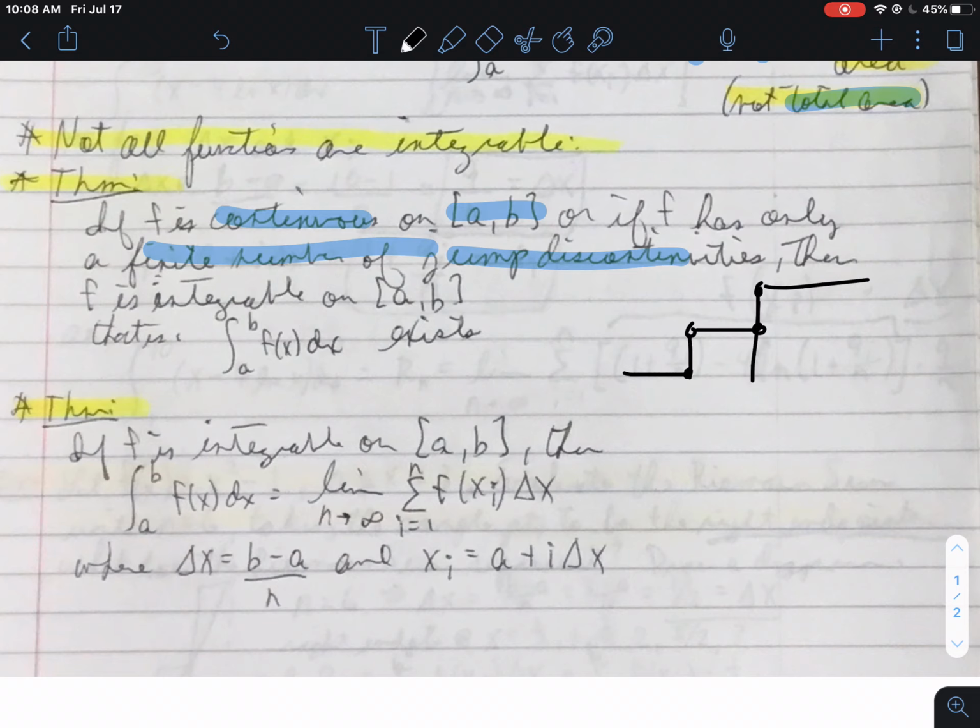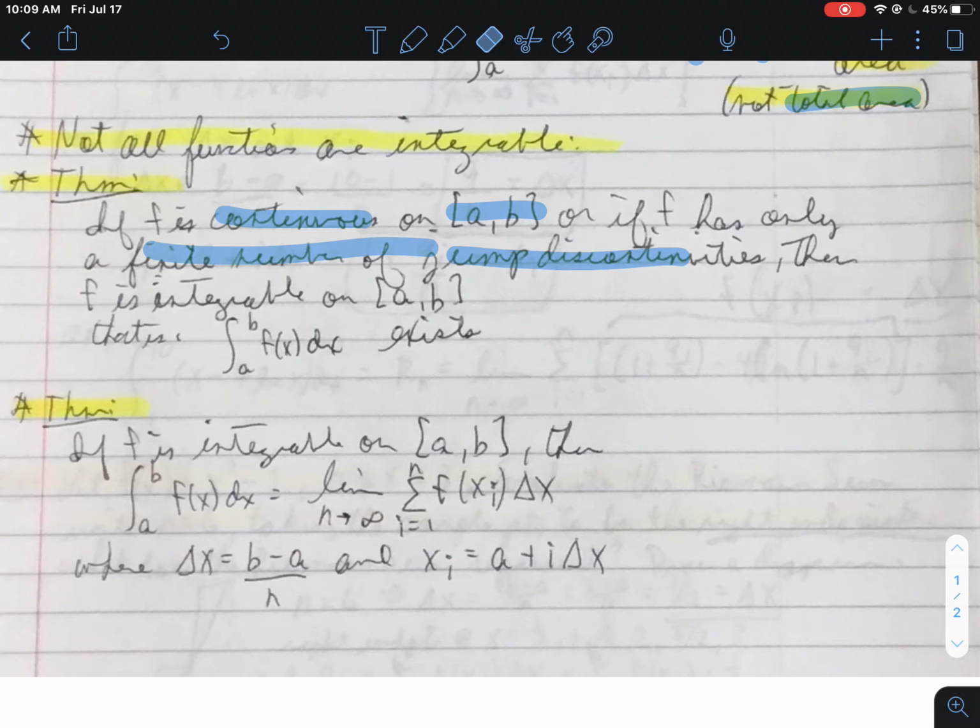So as long as you have a finite number of jump discontinuities, we can calculate the area, but we needed a fixed number. We can't have an infinite number of those, because we would have to divide the function up at those points, right? But provided we have a limited number of those, then the function would be integrable on our interval from a to b. Now, what's involved in actually integrating that or finding the value of the integral, well, that's going to be all the processes that we're going to talk about in this chapter.